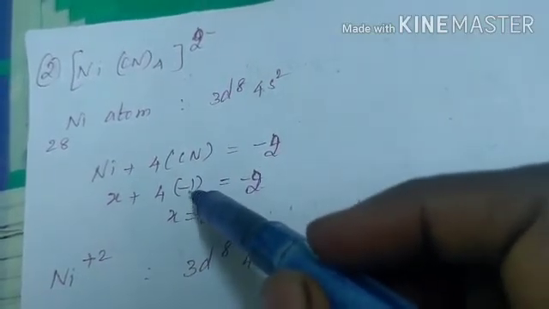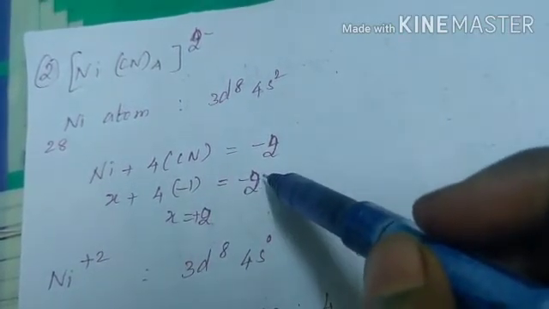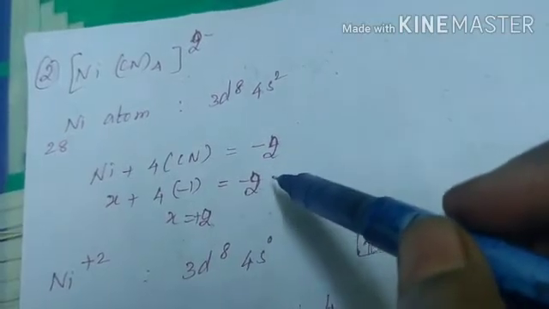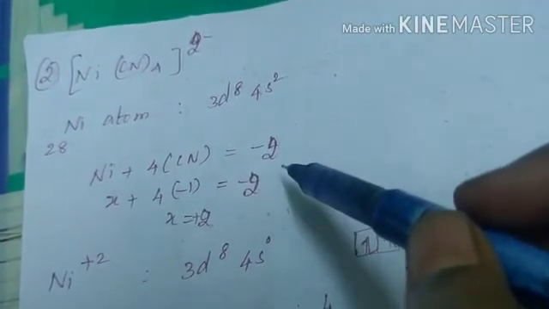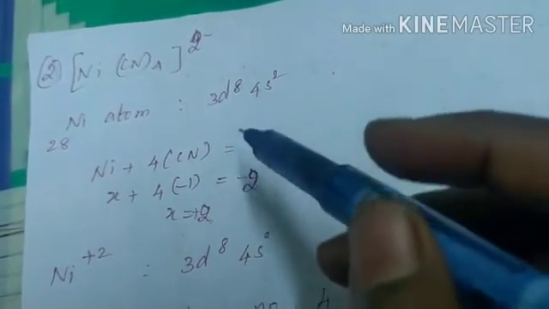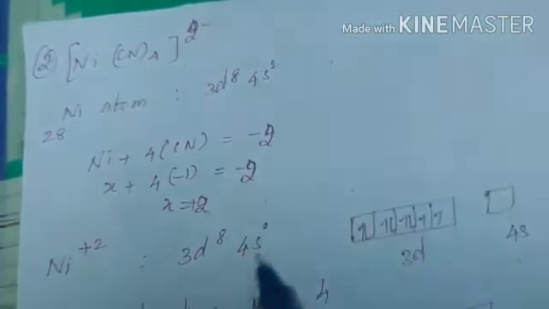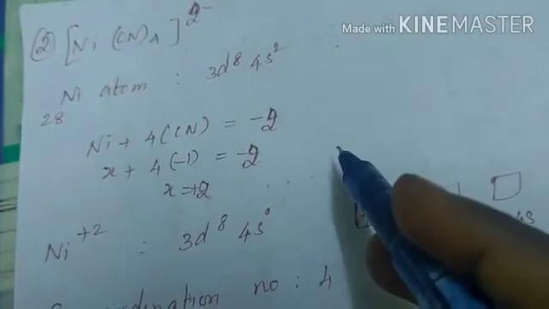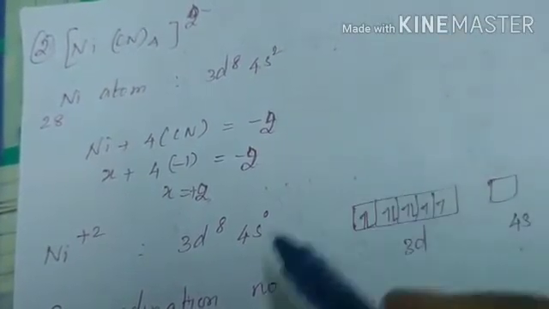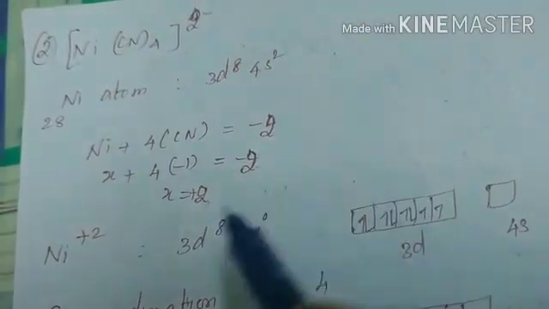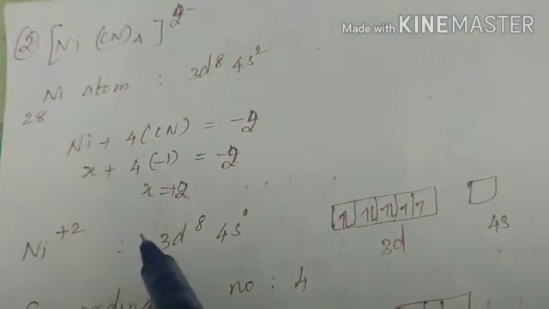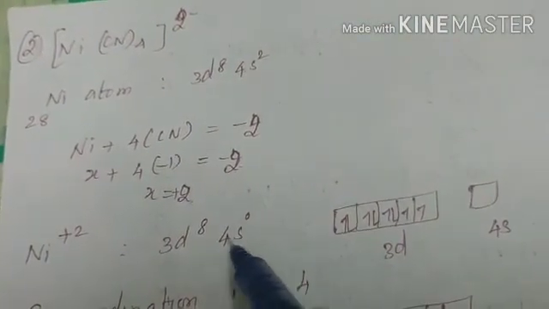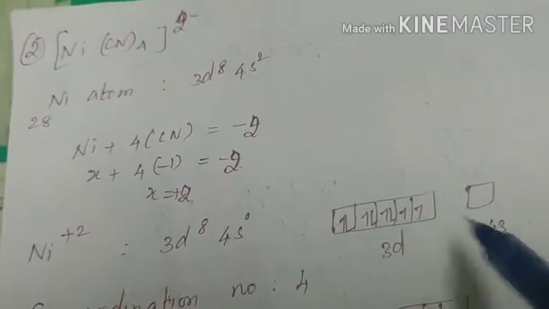Next, minus 4 goes to the right side. So, it changes into plus 4. So, plus 4 minus 2 equal to plus 2. So, nickel charge is plus 2 in this complex. Plus 2 means loss of 2 electrons. These 2 electrons are removed from the 4s orbital. So, nickel plus 2 outer shell electronic configuration is 3d8 4s0.